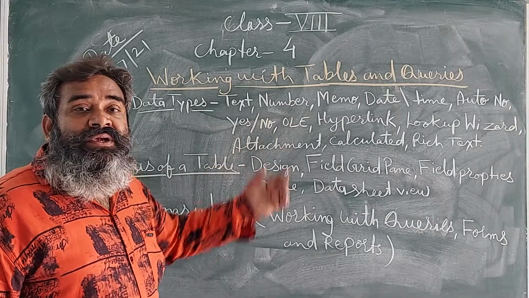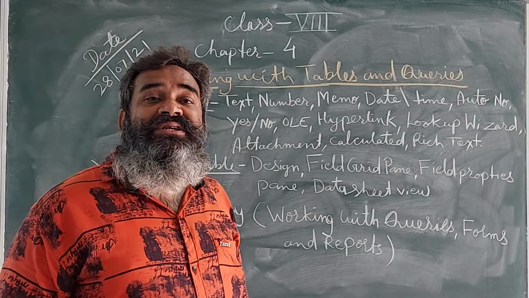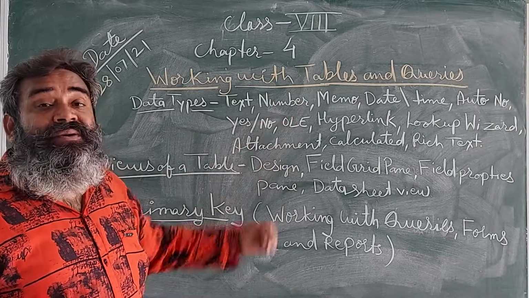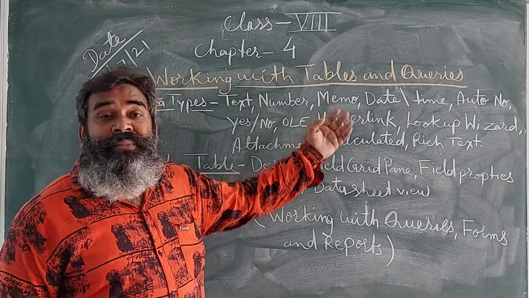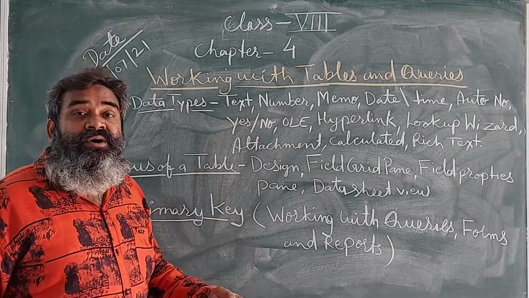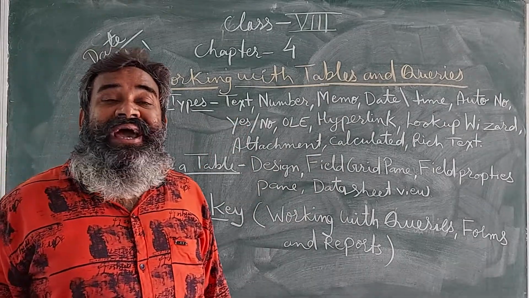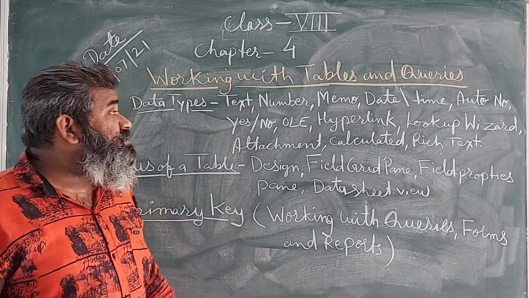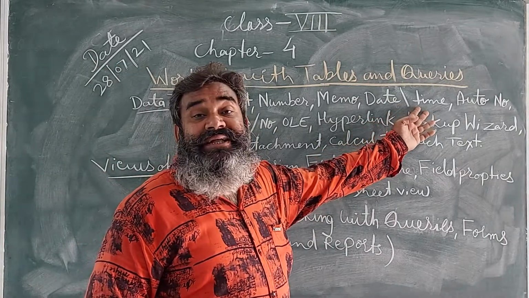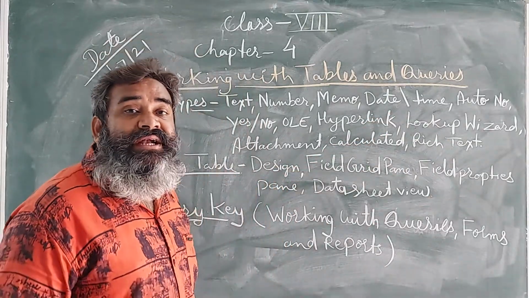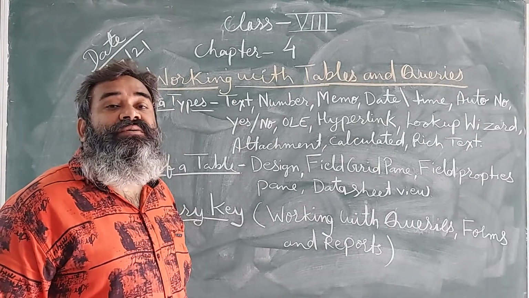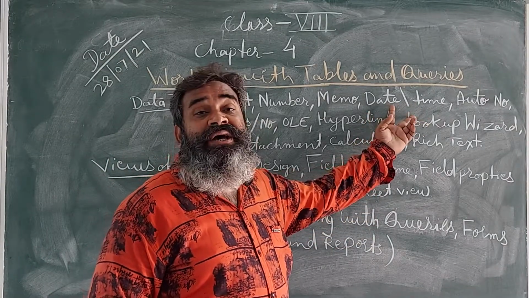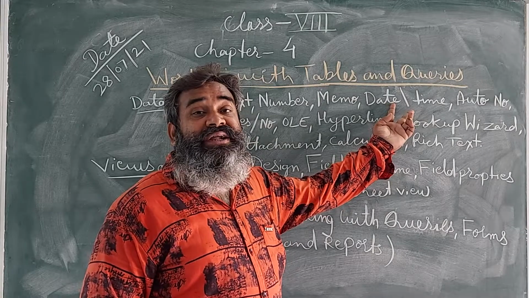Then number. In tables we have a number kind of field. We put numerical digits in a number field. Memo is also related to text, but its character limit is extended to 65,536 characters. Then date and time. If we want date and time placed in a field, we choose it from date and time, and these both have different patterns or formats.